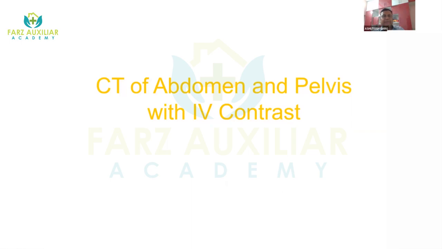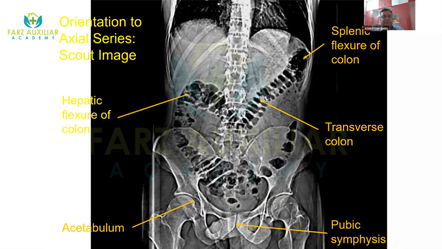CT of abdomen and pelvis with IV contrast. This is the coronal section, and you can see the hepatic flexure of the colon on the right side and the splenic flexure of the colon on the left side. In between there is the transverse colon. This bone is the acetabulum, and this is the pubic symphysis. These are the structures.